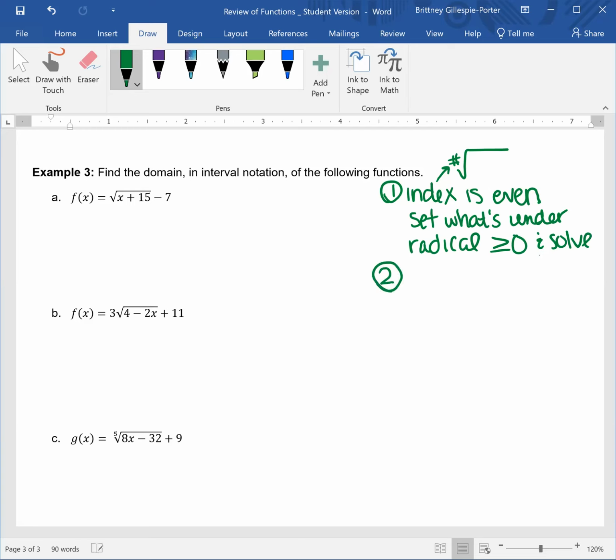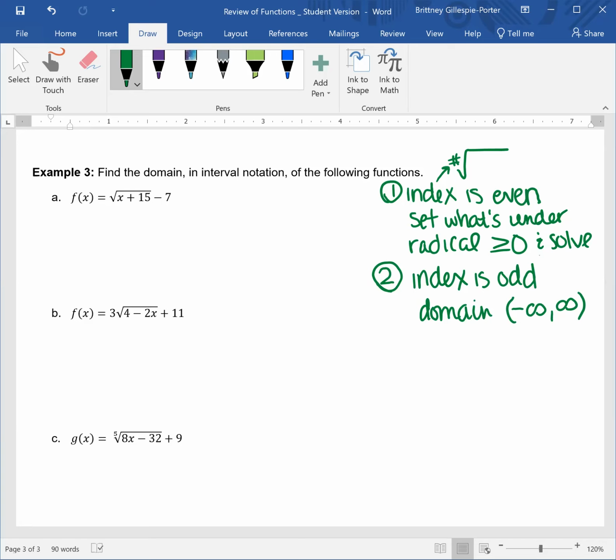Our second case, if your index is odd, then immediately your domain is negative infinity to positive infinity. And that is because we can take an odd root of a negative number. For instance, we can take the cube root of -64 and get -4. We can take the fifth root of negative 32 and get negative 2. We can also get all of those with the positive side too. Cube root of 64 is 4. The fifth root of 32 is still 2.